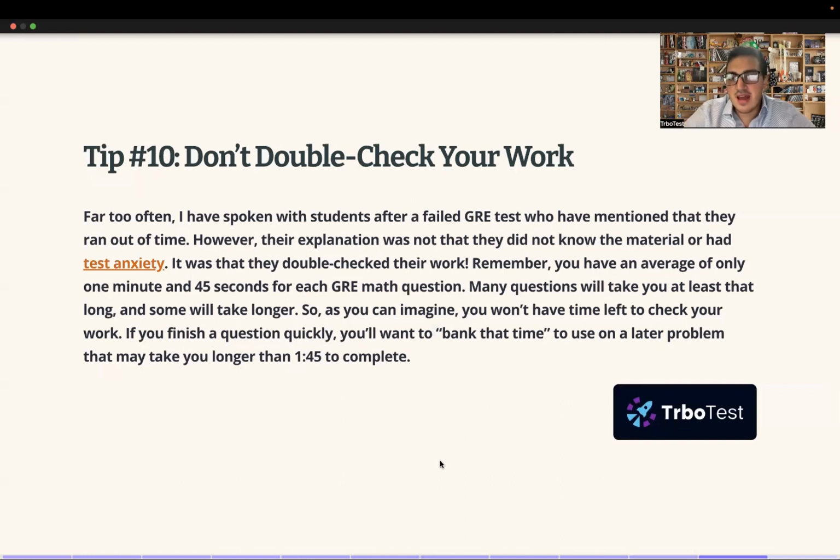Remember, you have an average of only 1 minute 45 seconds for each GRE math question. Many questions will take you at least as long, and some will take longer. So you can imagine you won't have time left to check your work. If you finish a question quickly, you'll want to bank that time to use it on a later problem that's probably going to take you longer than 1 minute 45 to complete.